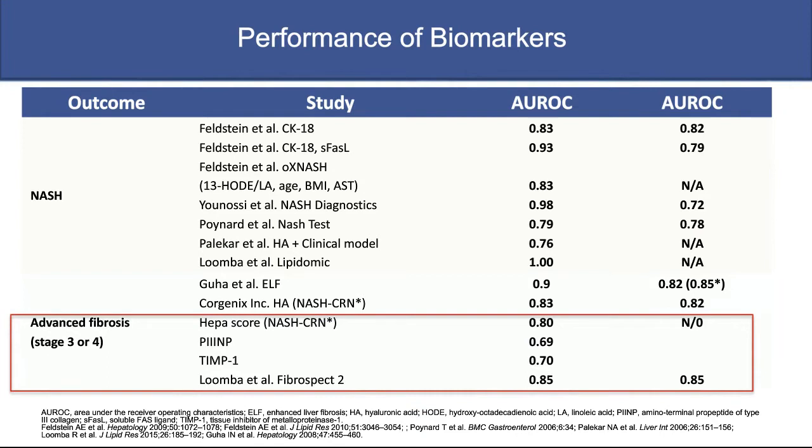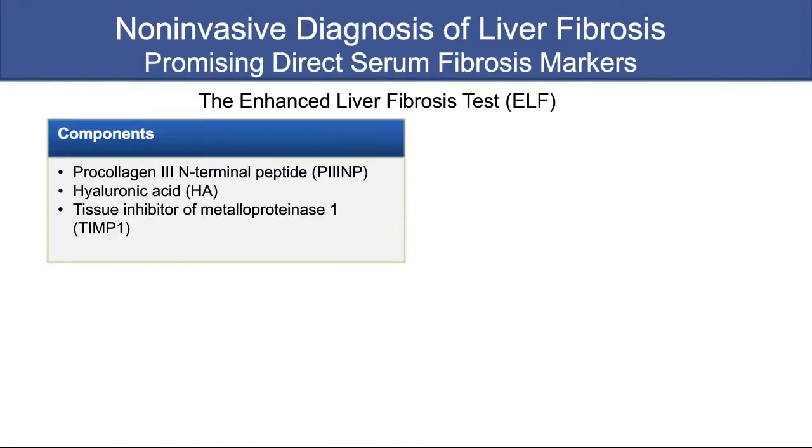Some of them are listed over here, but probably the test that is available in Europe but currently not available in the United States is the ELF test, or Enhanced Liver Fibrosis Test. And it has really these three components of fibrogenesis and fibrolysis: procollagen 3-NP, hyaluronic acid, and TIMP1.